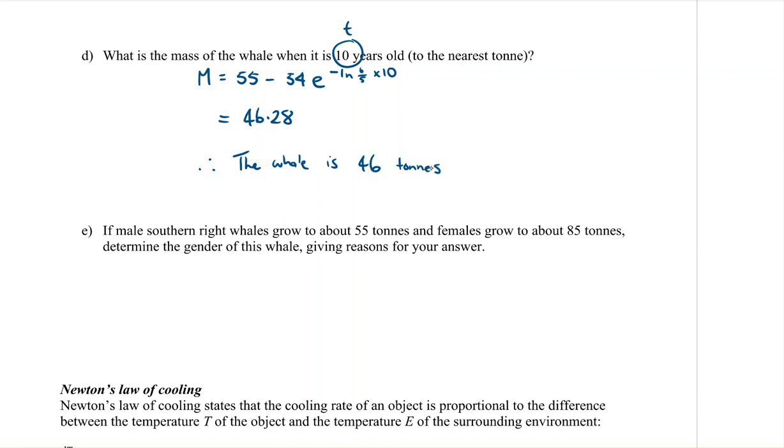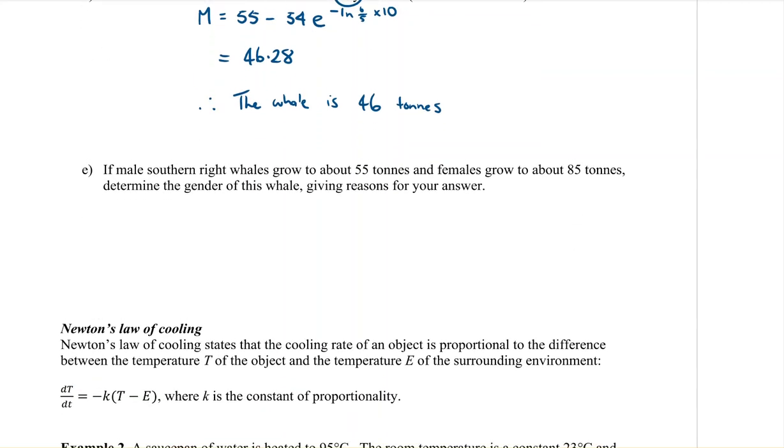Part E. If the male southern right whale grows to about 55 tons and the female grows to about 85 tons, determine the gender of this whale, giving reason for your answer.